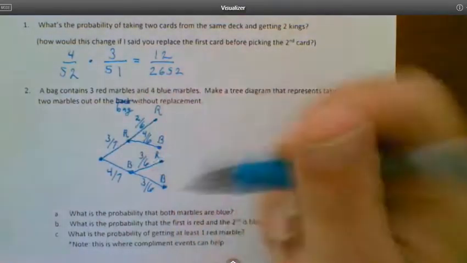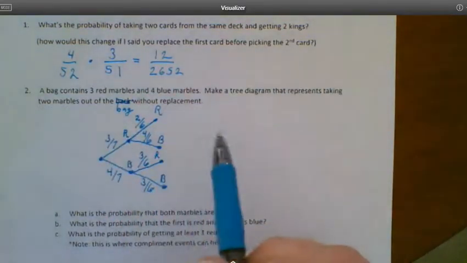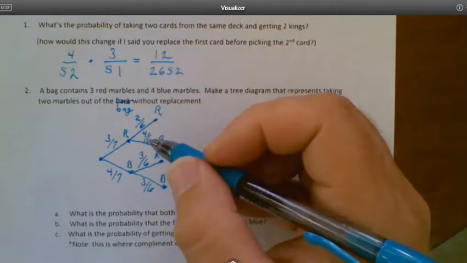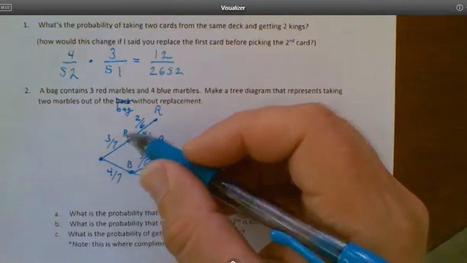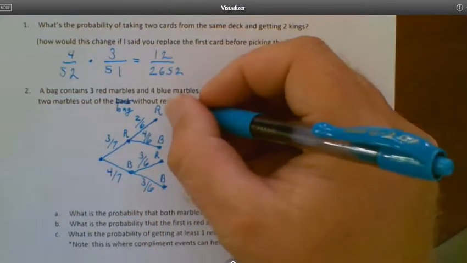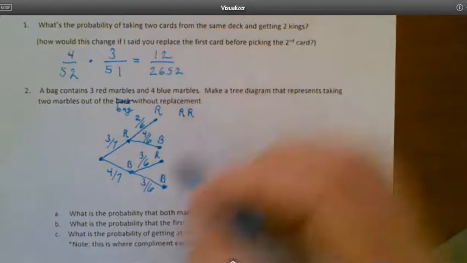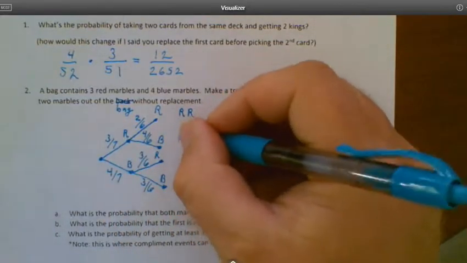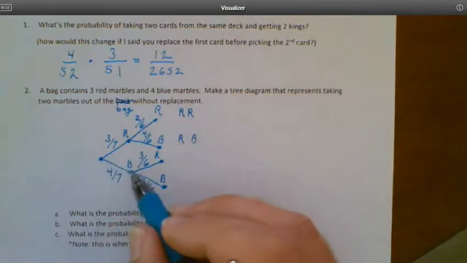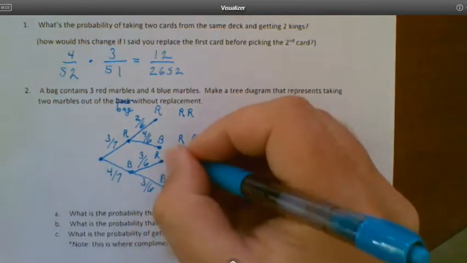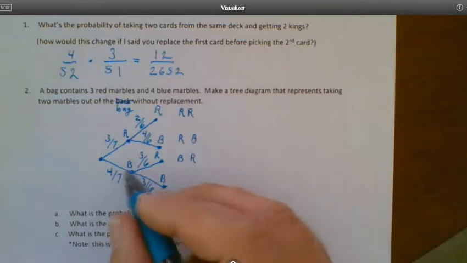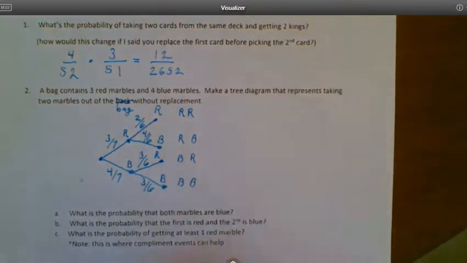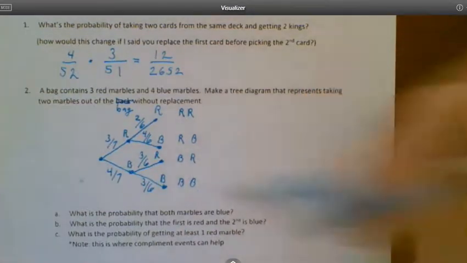The best thing to do from here is now to multiply from left to right. So we're going to look at our possible results here of getting 2 marbles. It could have been red, then red. So that was a possibility. It could have been red, then blue. It could have been blue, then red. Or it could have been blue, then blue. So these are the 4 possible outcomes, right? This is our sample space of what could happen.